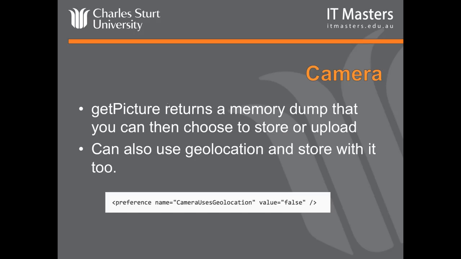Camera's in another API. And we looked at this one last week. I'll go over it again just for completeness' sake, so that we're covering off everything. So getPicture is the main one for this. By default, it will return you a memory dump of all the information in memory, which you can then format and save, output onto the screen, replace a current image that's there, whatever you want. Now, if you set up a preference within your config file, you can make sure that geolocation information comes across with that photograph.